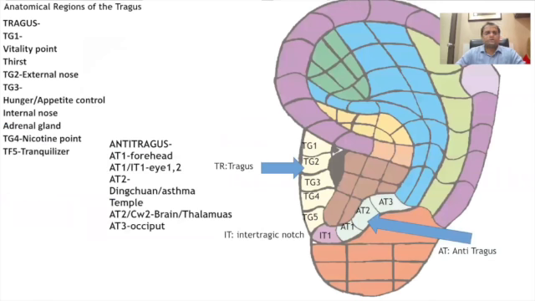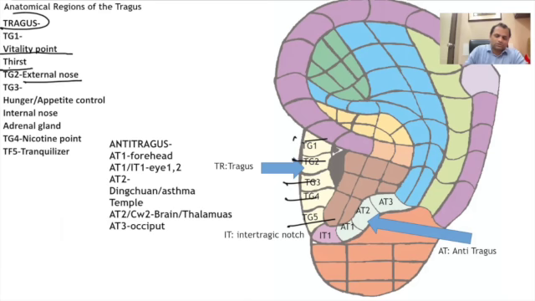Let's look here. Tragus 1, tragus 2, tragus 3, tragus 4, tragus 5. Tragus 1 is vitality and thirst. Sometimes we keep thirst in tragus 1, but it is between tragus 1 and 2. Tragus 2 is the external nose, tragus 3 is the internal nose.